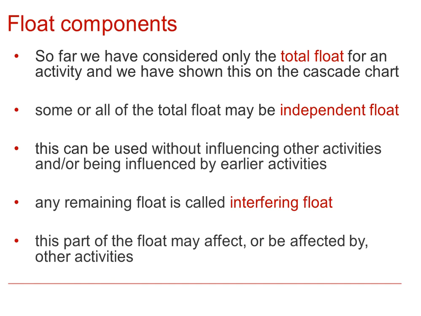But some or all of the total float may be independent float. This is the flexibility that may be used without checking previous or subsequent activities in the network. The remaining float is called the interfering float, and this part of a float may affect or be affected by the other activities. In other words, it is shared between activities, and so the flexibility it infers may have already been used by a preceding activity or indeed required by subsequent activities.